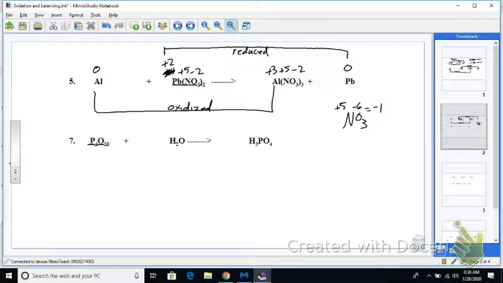And so what we'll put is a 3 here and a 2. Well, I'll put a 3 here. And then put a 2 here and a 2 here. And that balances it, right?